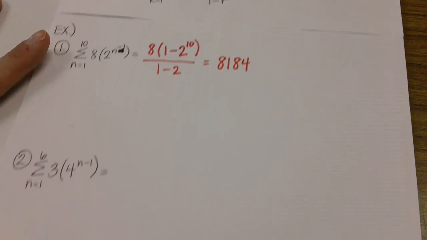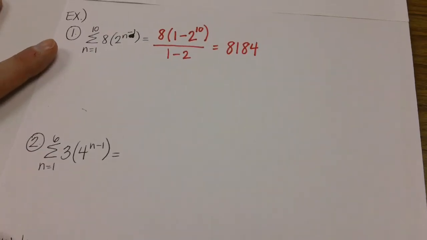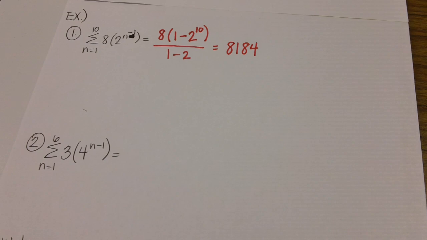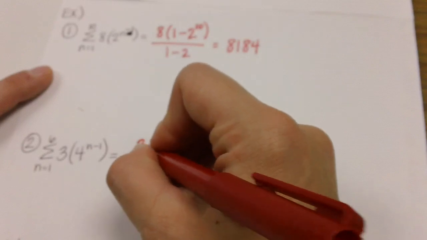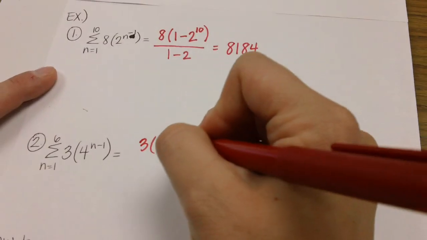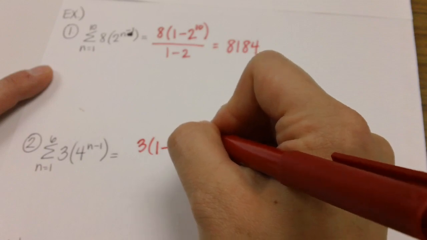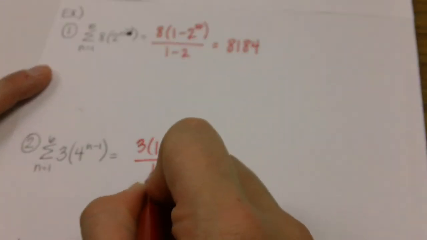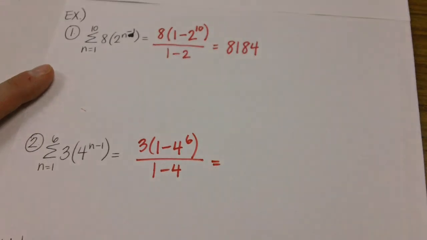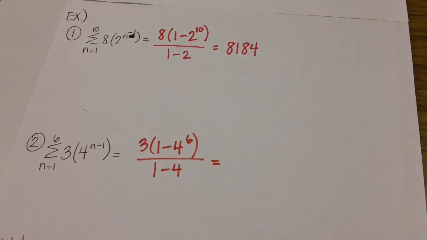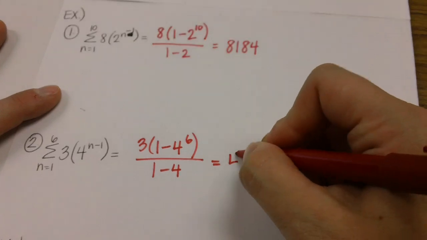Alright, another example that we can try is if we have the sum from n equals 1 to 6 of 3 times 4 to the n minus 1 power. Again, our initial value here is going to be 3 because if we plug in 1, we would have 4 to the 0 power, which is 1. So our initial value is 3, and we take 3 times 1 minus our common ratio, which is 4, to the 6th power, all over 1 minus 4. You're simply going to plug this into your calculator and you will get 4,095.